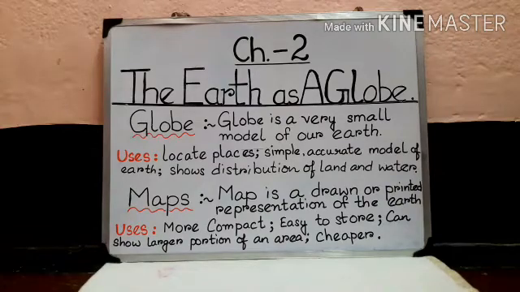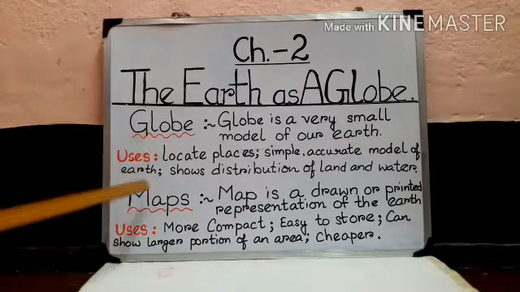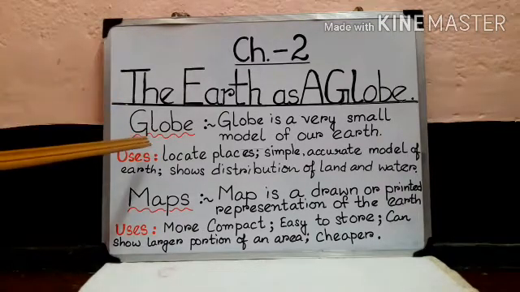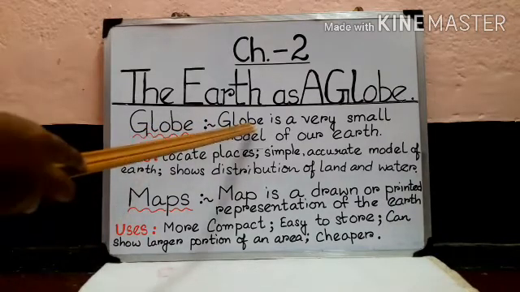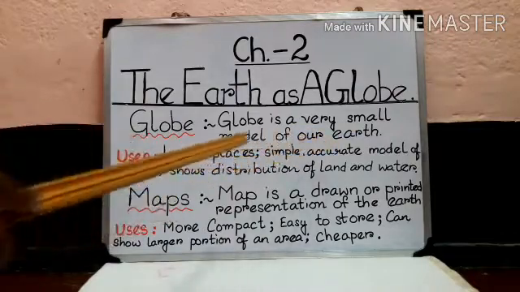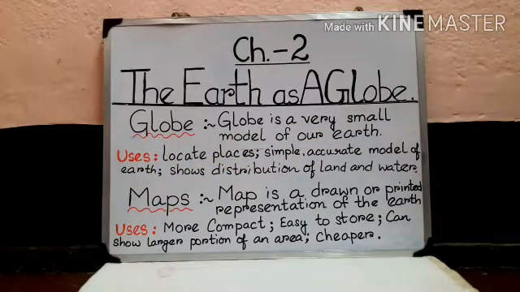Before reading out the chapter, let us first get an idea of globe and maps, right? Let us first learn what is a globe. Globe is a very small model of our earth. Understood? What is globe? Globe is a very small model of our earth.